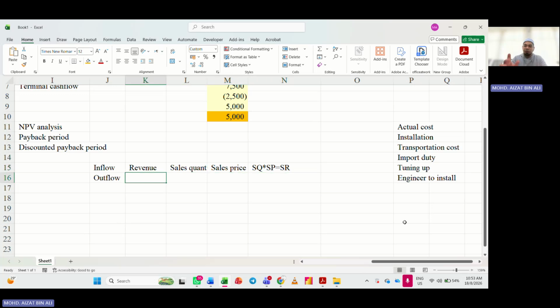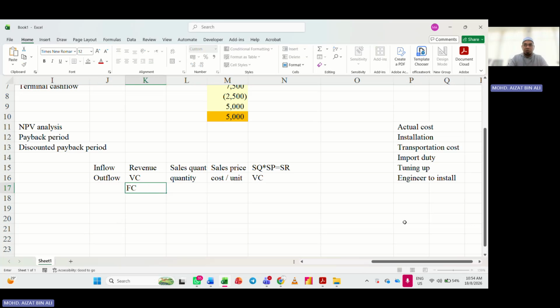Next, for the outflow, here we are talking about all the expenses. We do this in a very structured manner, in the form of variable cost. For variable cost, usually we are talking about the materials for our product. Usually we would give you the quantity of the material used, or sometimes you have to calculate it yourself, and also the cost per unit. So you have to find out the total variable cost.